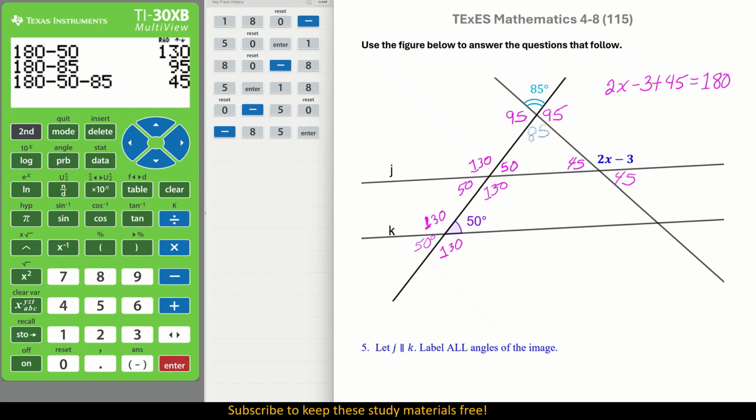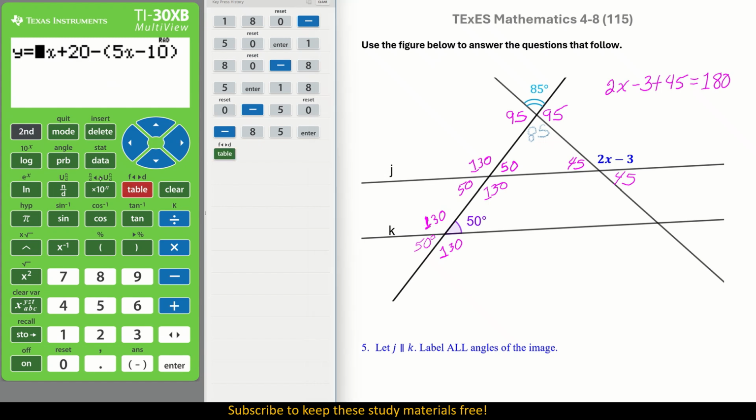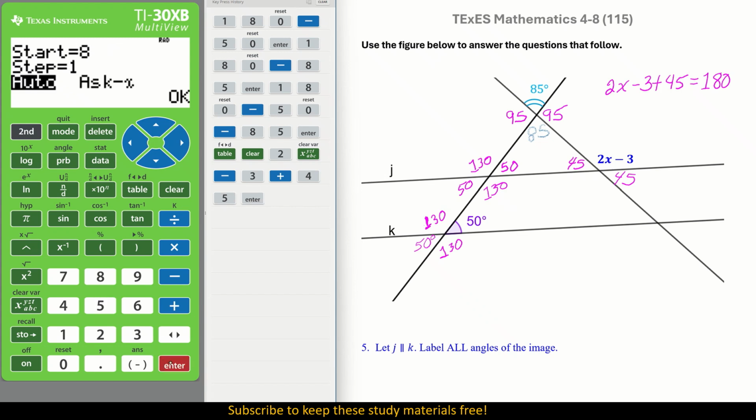Okay. Now you could quickly calculate that or put it in the calculator and look for 180. It's all up to you. So I'm going to enter it in the table. I'm going to clear everything out. 2x minus 3 plus 45. Okay, I'm just going to enter that and then see when my y will equal 180. Let's see what happens. Just out of curiosity, let's see here. We may have to manipulate, okay?